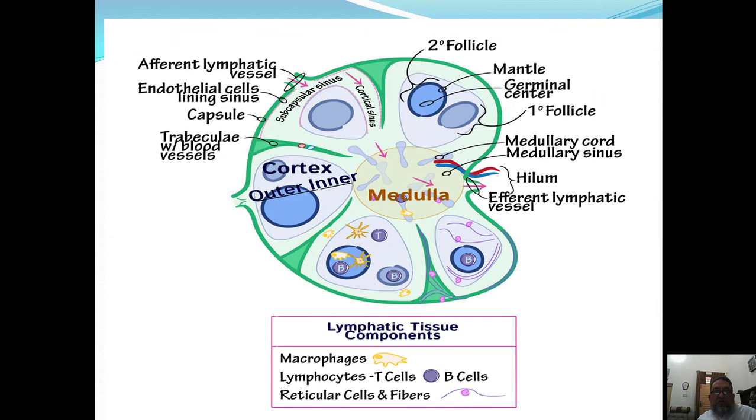This is the hypothetical diagram to demonstrate the histology of a lymph node. Look at the picture. These are the afferent lymphatics coming into the subcapsular sinus. The subcapsular sinus initially drains all the lymph coming from the drainage area of the respective node, from the afferent lymphatic to the subcapsular sinus. The subcapsular sinus is lined by endothelial lining.